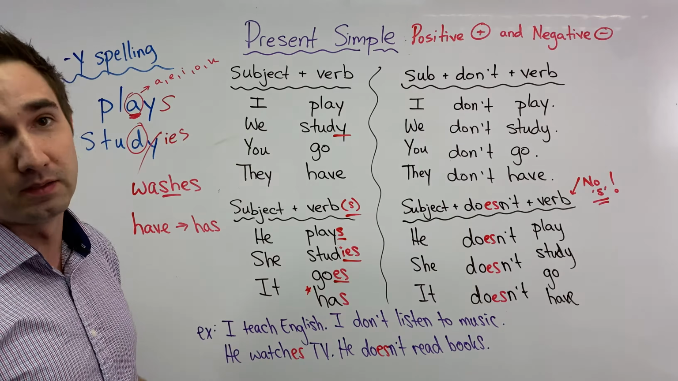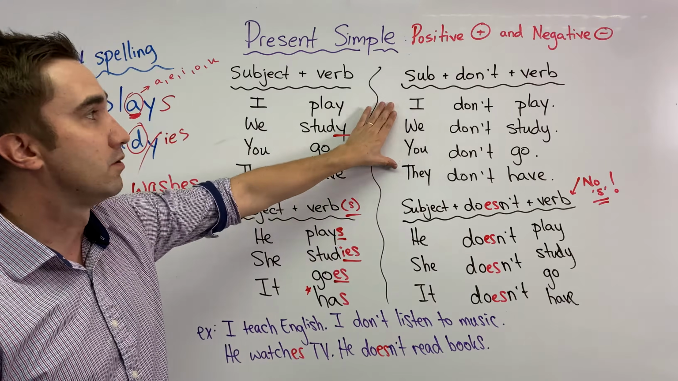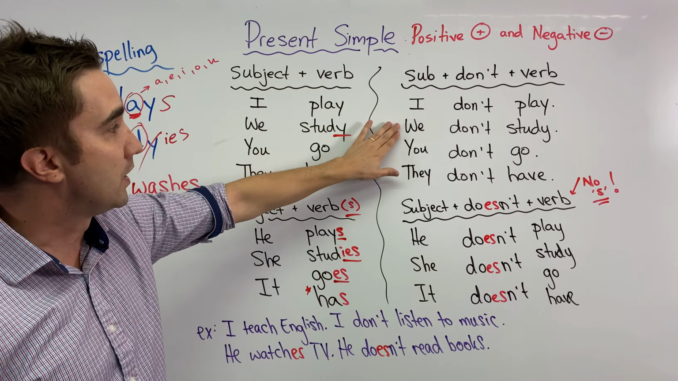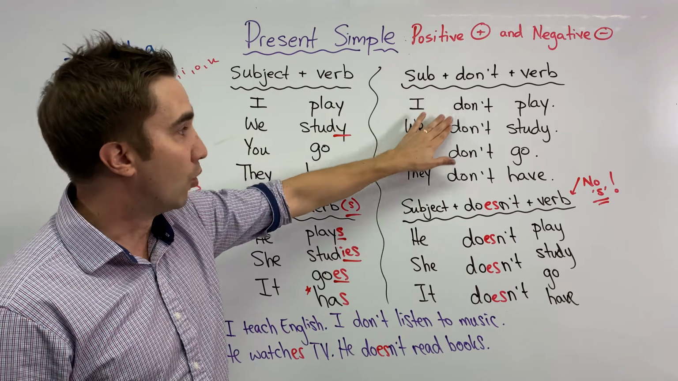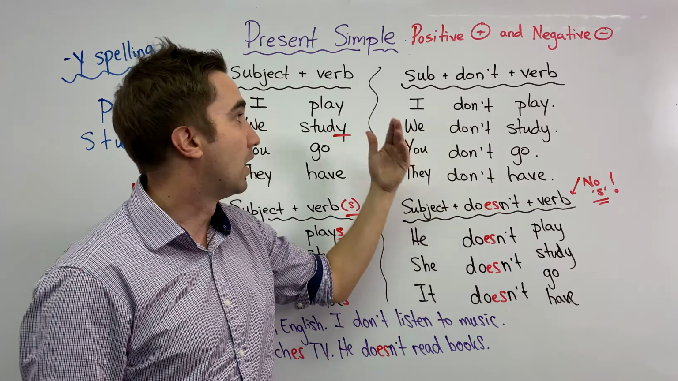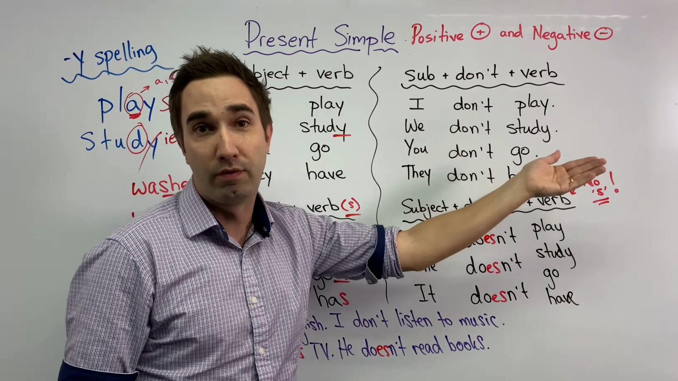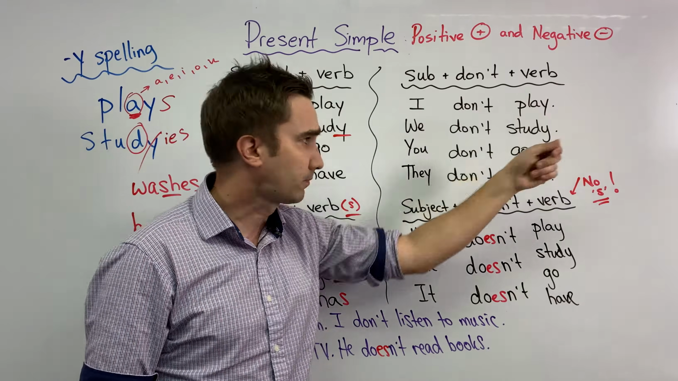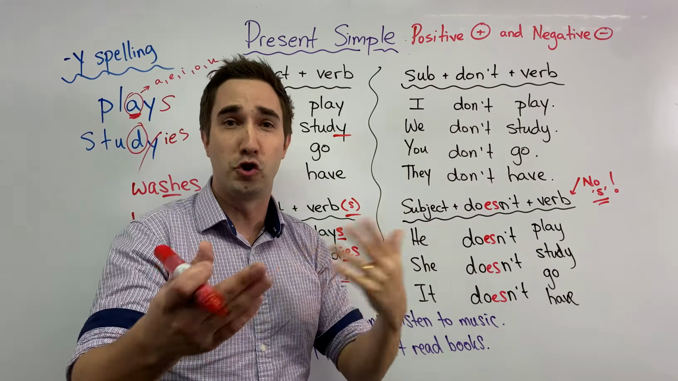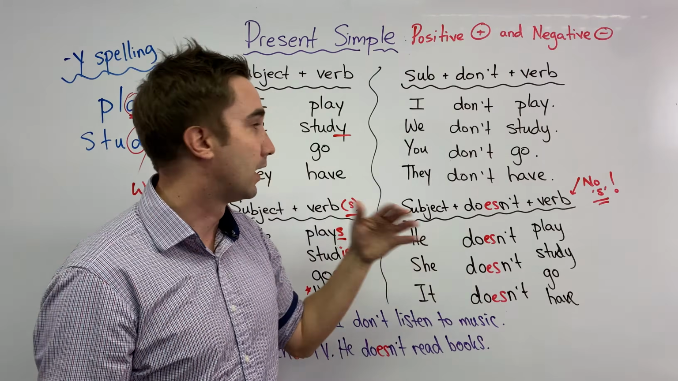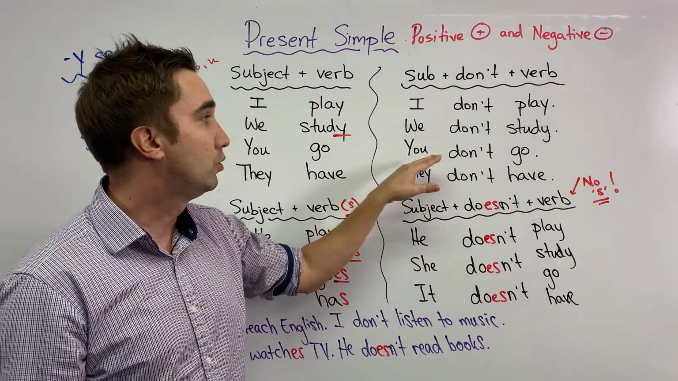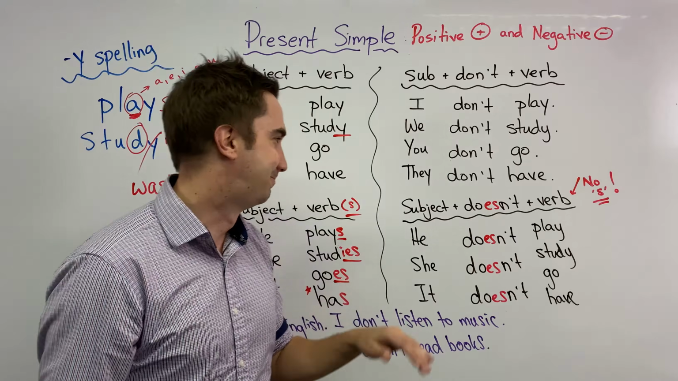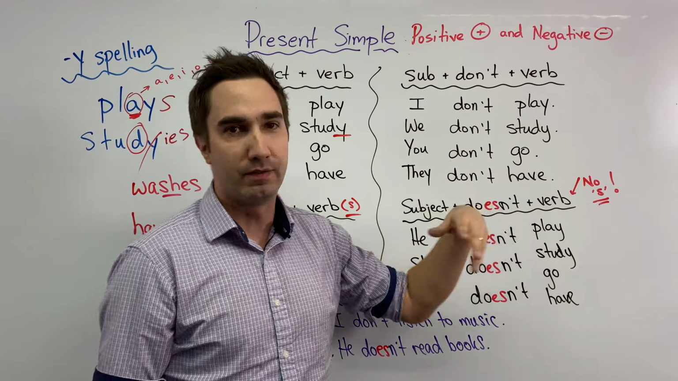I eat meat. Maybe you don't eat meat, so we need to talk about the negative. Okay, so I, we, you, they don't plus a verb. So I don't play golf. I play baseball. I don't play golf. We don't study German. Okay, I can't speak German. I don't speak German. You don't go to bed on time. Something like that. They don't have a cat.